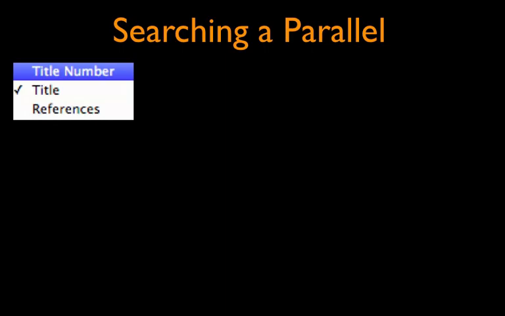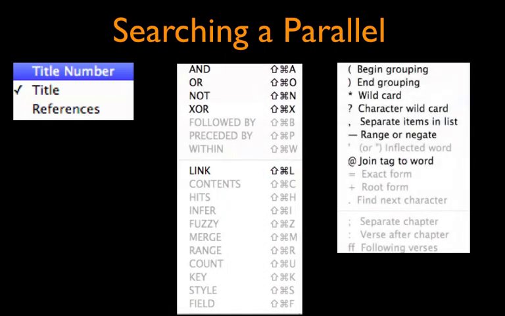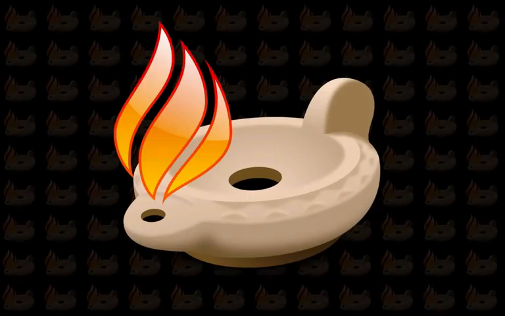We can also use a number of search commands and search symbols. Those not available in the parallel window are grayed out. I think that's enough of an overview. Now let's explore the parallel modules in Accordance.